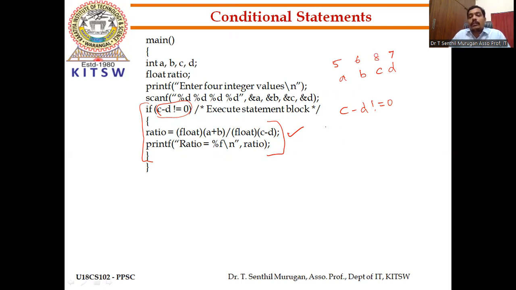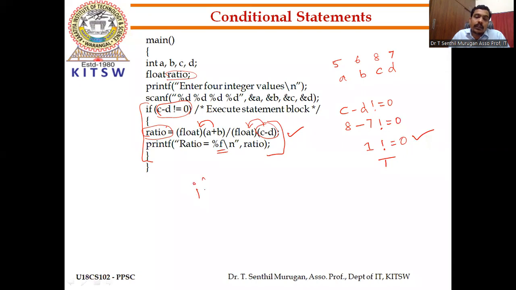So like that you consider. So what is the value? C value 8 minus D value 7. It is not equal to 0. We will check. So this value is 1, not equal to 0. This condition is true. If true means what it will do? It will perform A plus B and convert into float, and it will perform C minus D and convert into float. It will be stored in ratio which is declared as a float variable. Then the ratio will be printed with format specifier %f.